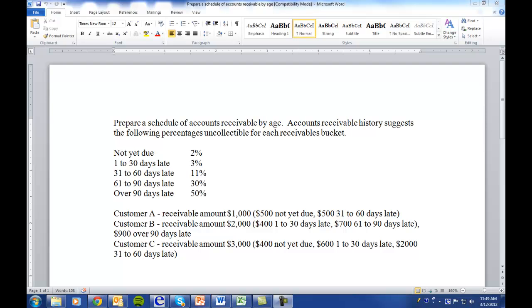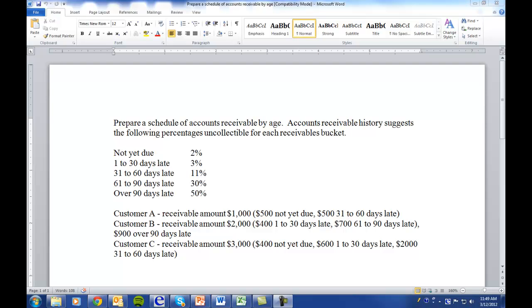And if we go down to the bottom, where it says over 90 days late, it says that 50% of the customers that have not paid their bills in 90 days will never pay their bills, okay? So we have a list of three customers at the bottom here, customer A, B, and C.